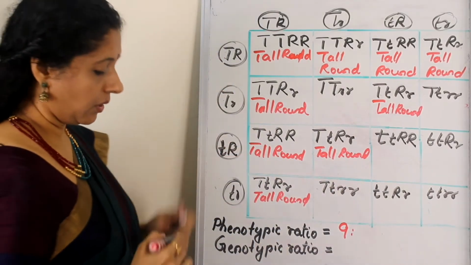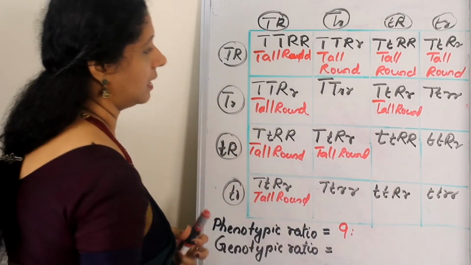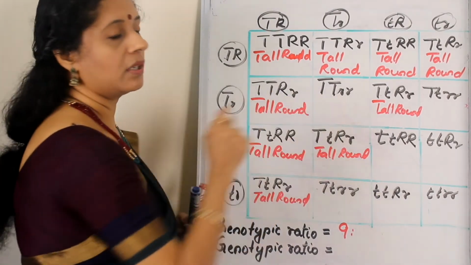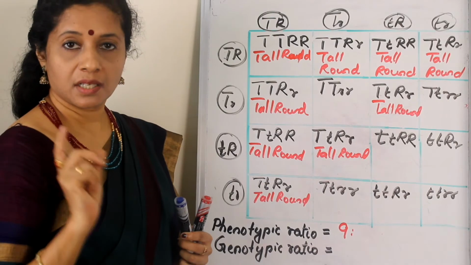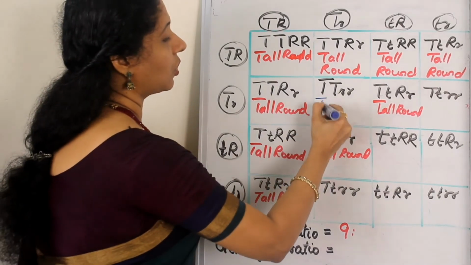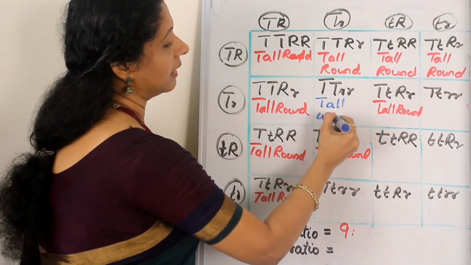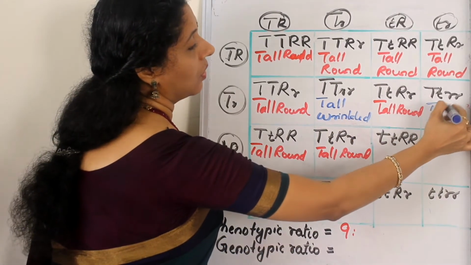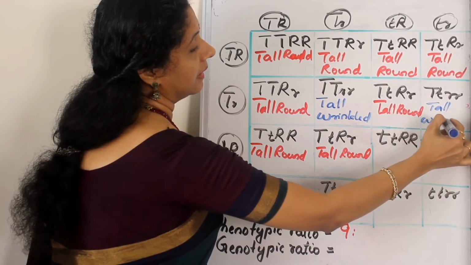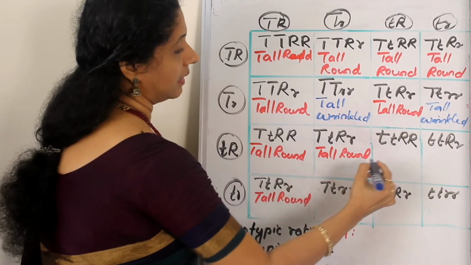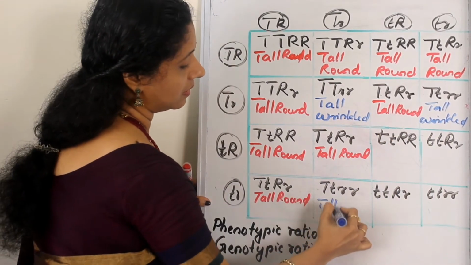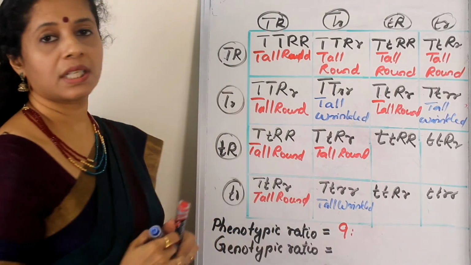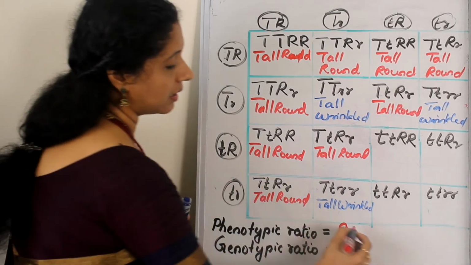Okay. Now look at the next one. What is this? Capital T is there, so it is tall, but only small are present, so it is wrinkled. So tall, wrinkled. This is also tall, wrinkled. Here again, tall, wrinkled. So three of them are tall, wrinkled.